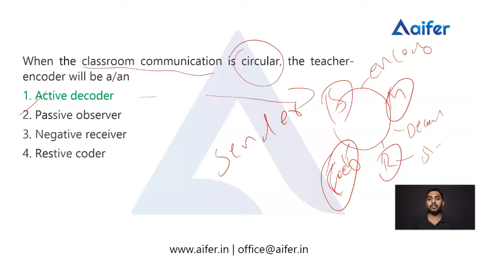So we can say that when the classroom communication is circular, the teacher encoder will be an active decoder. I hope you have understood this concept, and if you have any doubts or if you want to get more clarification, you can comment your doubts. We will clarify them soon.